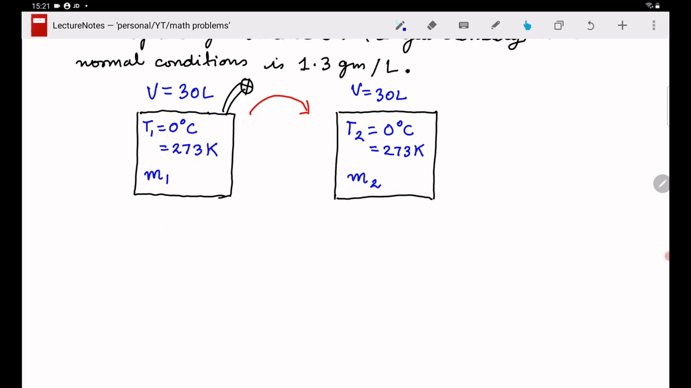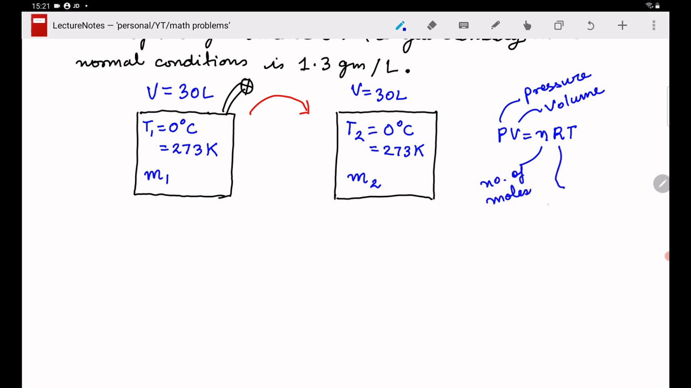So the temperature has remained constant, the volume is constant, and at first glance this looks like a straightforward ideal gas problem. Most students immediately write PV is equal to nRT, where P is the pressure, V is the volume, n is the number of moles, R is the universal gas constant, and T is the temperature.